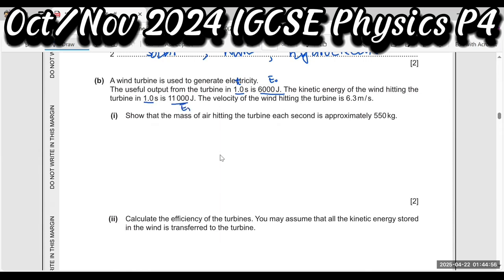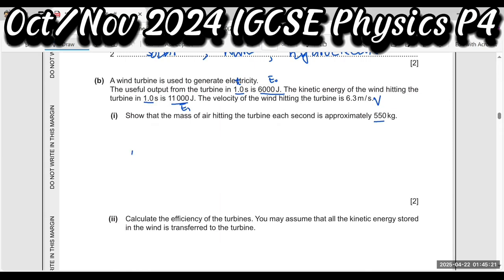The velocity of the wind hitting the turbine is 6.3 meters per second. Show that the mass of air hitting the turbine each second is approximately 550 kg. So we have to prove that mass is 550 kg.